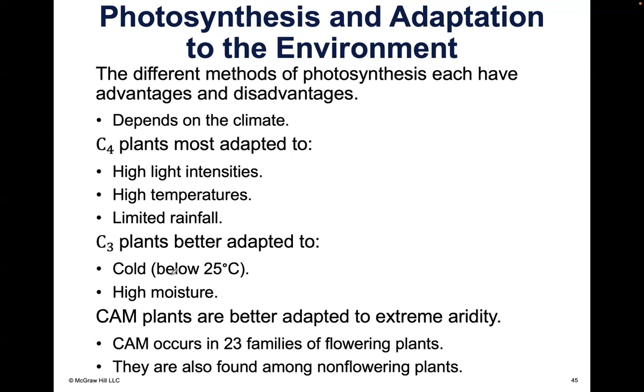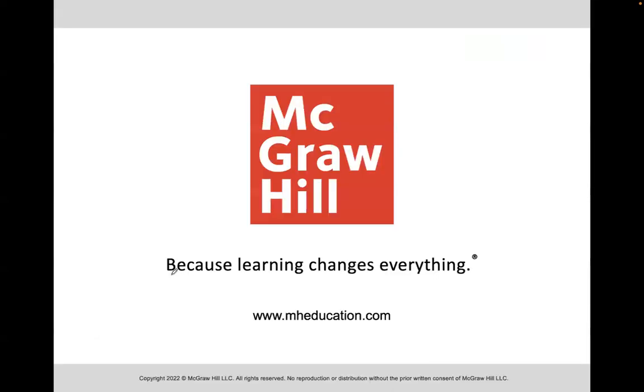CAM occurs in 23 families of flowering plants. It is also found among non-flowering plants. You can read more about the rest in your textbook.